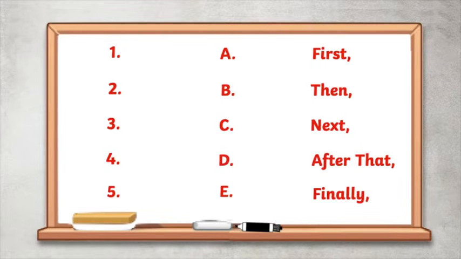So here are 3 different ways of sequencing or putting your instructions into order. You can use numbers, or letters, or words. Which one do you think you would prefer to write? Would you prefer to write numbers, or letters, or words?